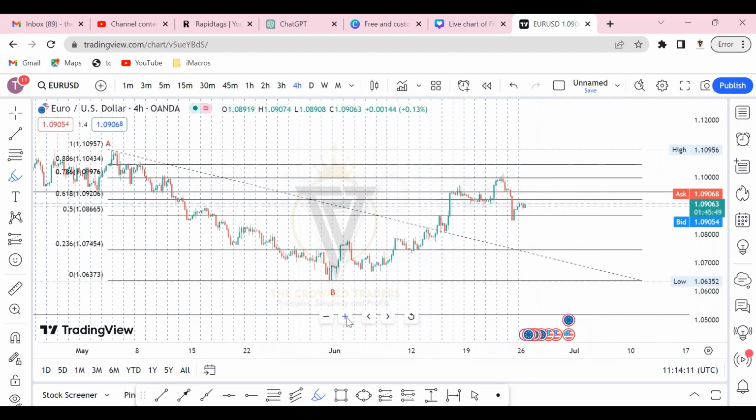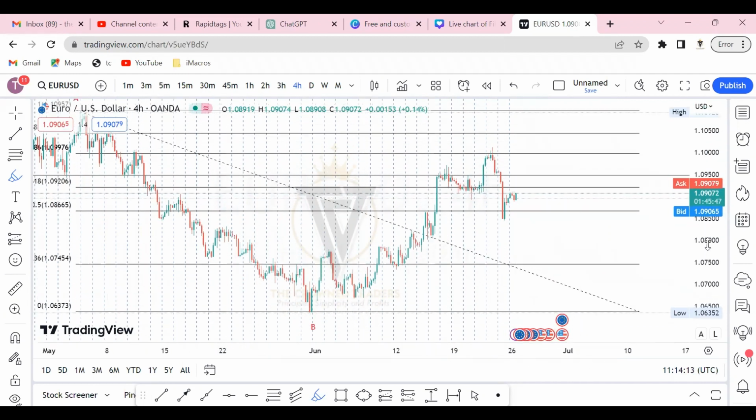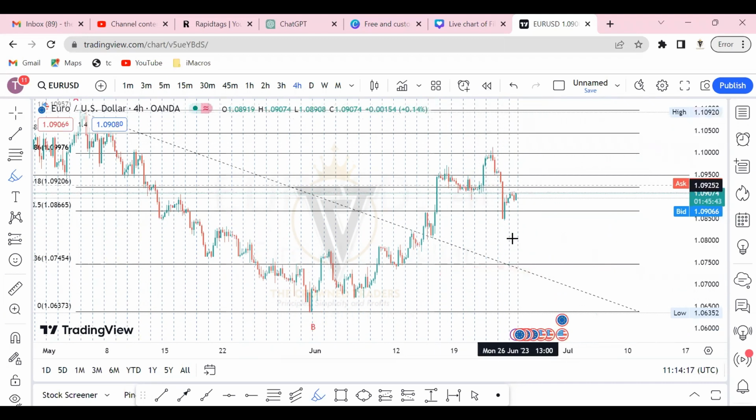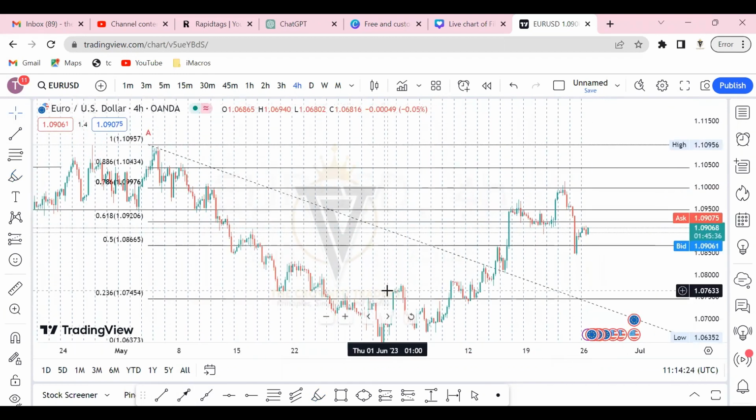Okay, patience, patience, patience. The market takes money from the impatient and gives it to the patient. That's the market for you. So you must be patient to wait. Let the market come to you. Trade what you have planned to trade and don't go out of your plan.